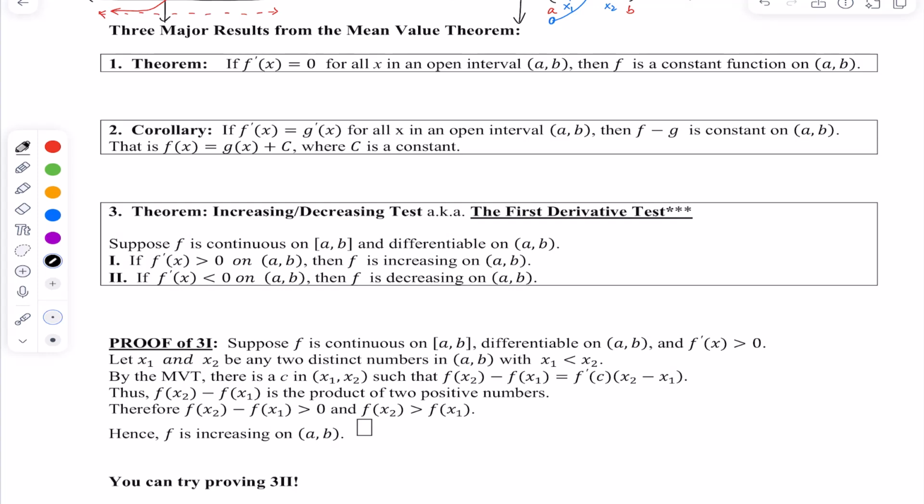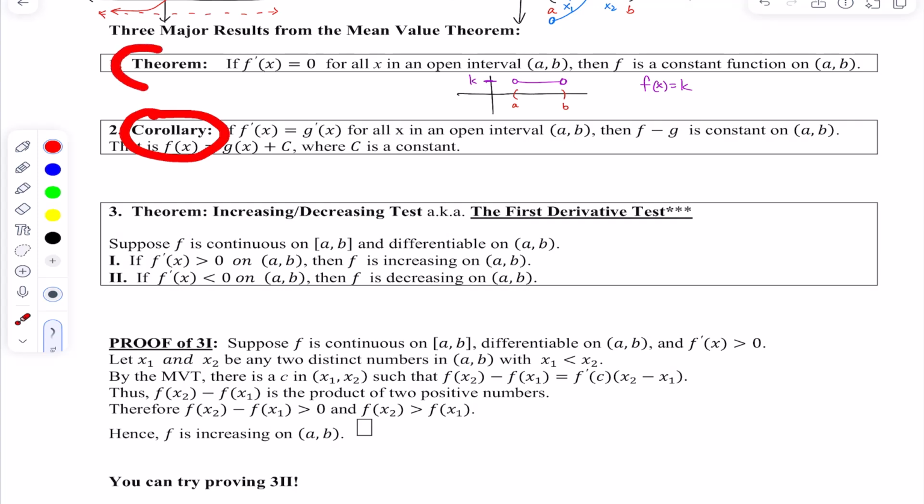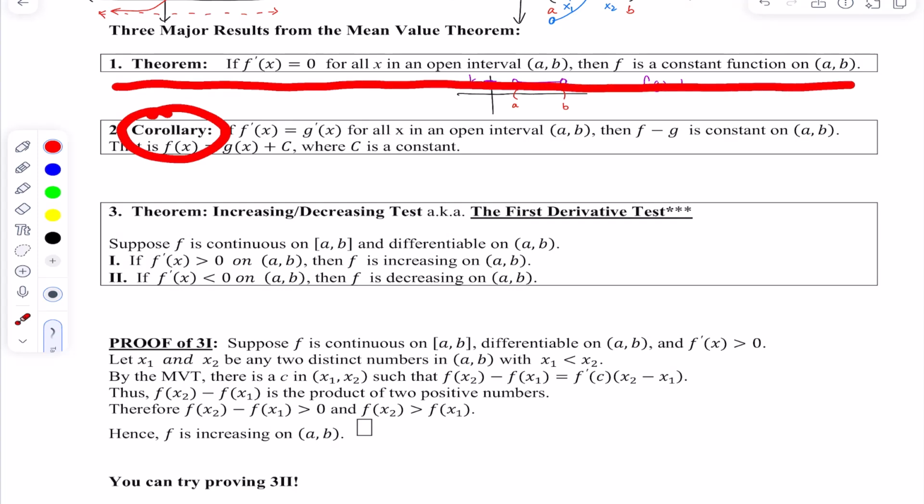You could draw a picture to help you remember this. Now the constant function will look something like this. There will be a hole, and the output value will be straight across. The second major result is a corollary of the previous theorem. If you haven't heard of the word corollary, all this means is that this is a baby of the previous theorem. Literally, it's a direct consequence of what's stated up here.